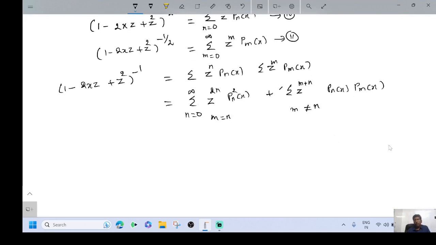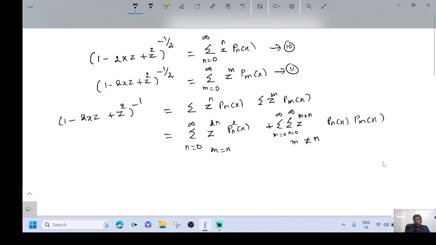Here we have to use two summations, m equal to 0 to infinity, n equal to 0 to infinity, but m not equal to n. Now this is equation 12.